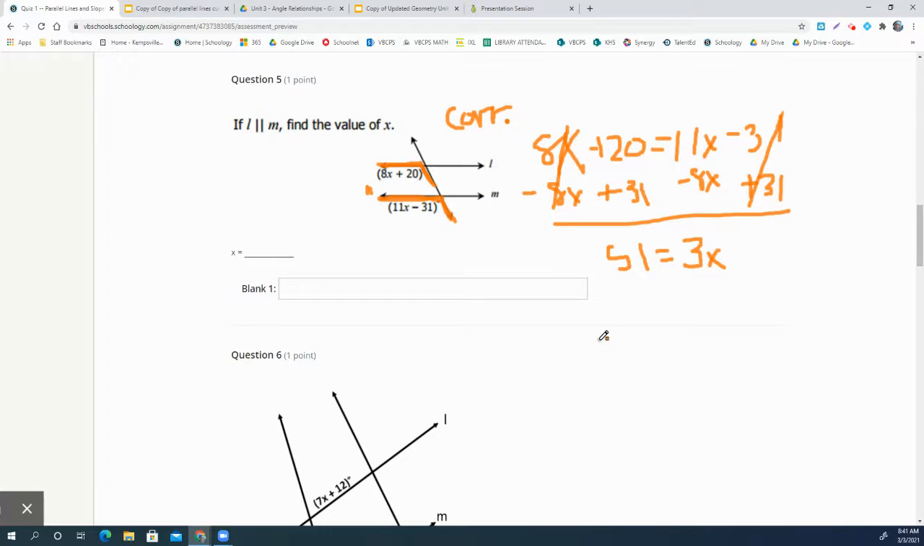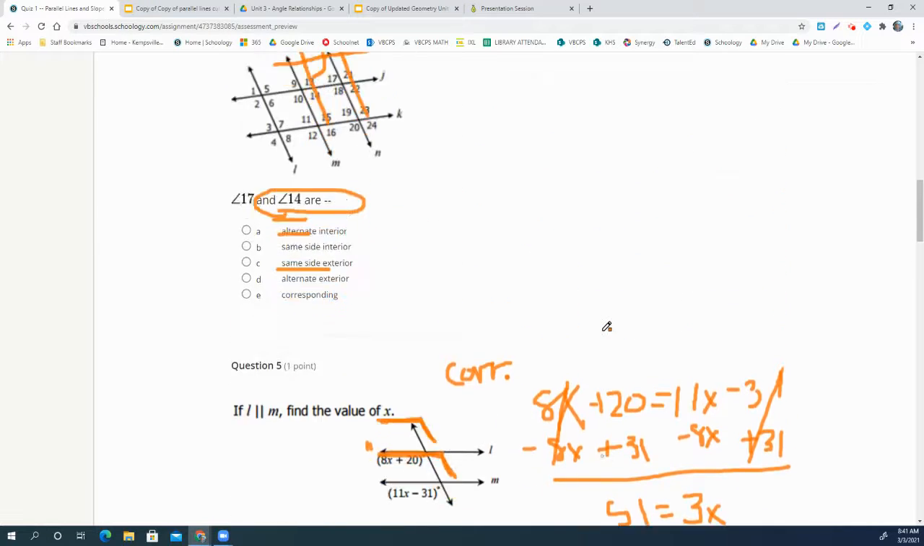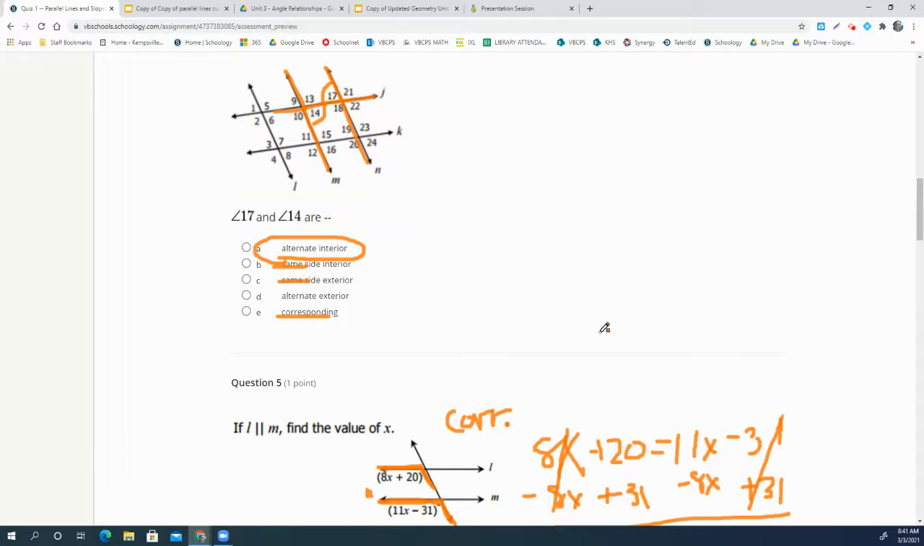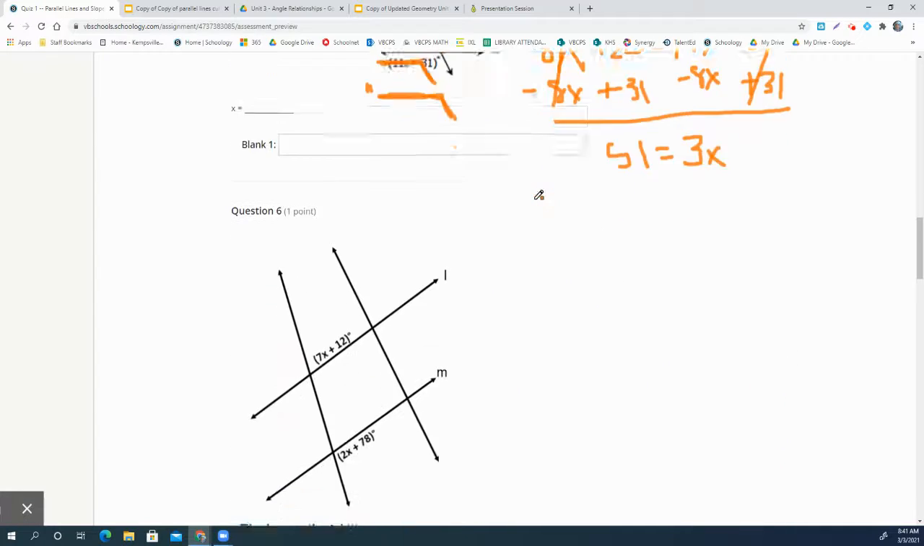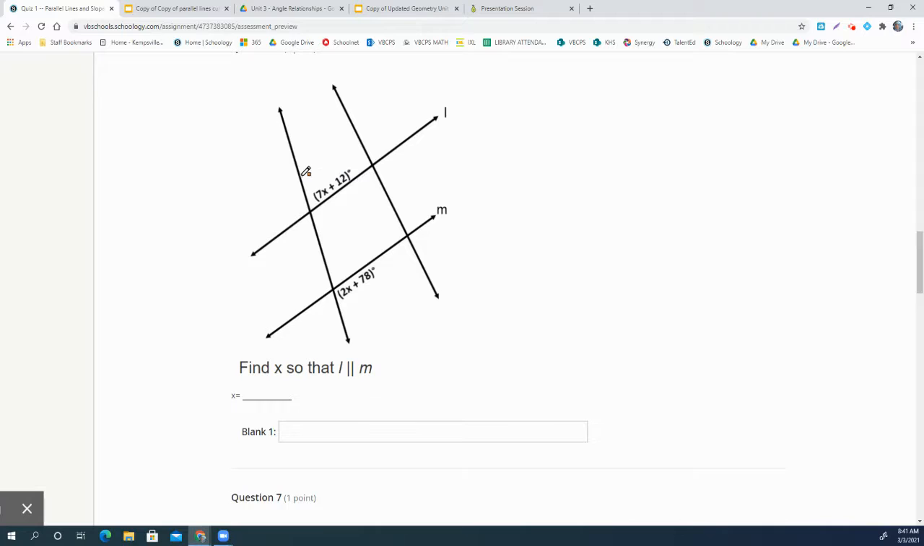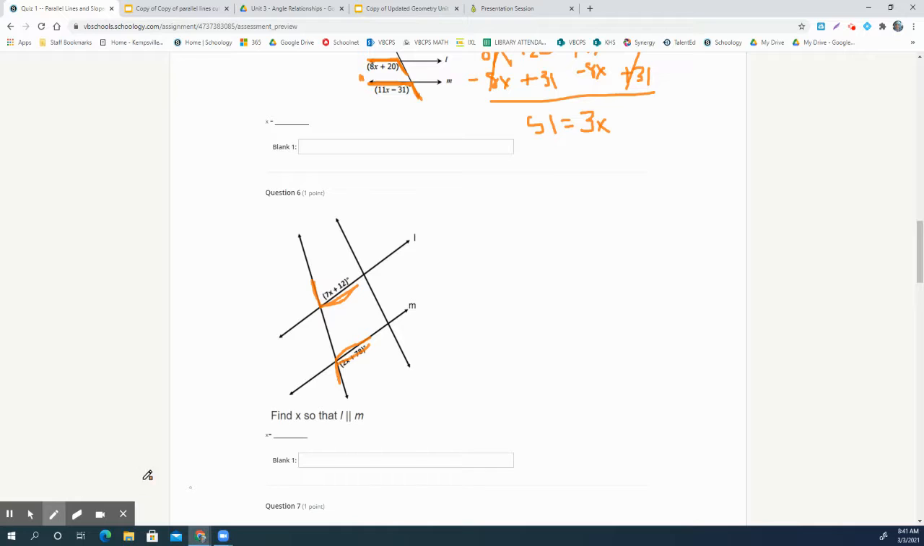Yeah, Lily. Yep. So they're alternate interior because they're inside the parallel lines and alternate on the transversal. Okay. It is 17. How about these guys? Are these going to be the same or are they going to be supplementary? They are going to be supplementary.